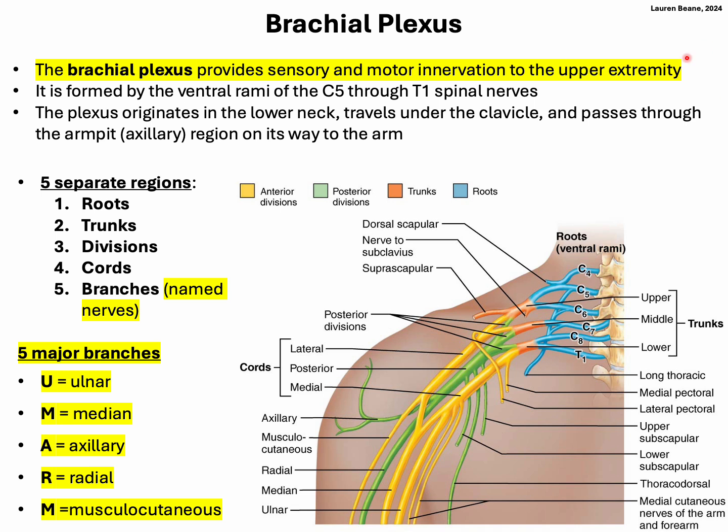With the brachial plexus, this is providing sensory and motor innervation to the upper extremity. In blue here, it represents the roots or the ventral rami coming out of the spinal cord. These come together to form trunks, eventually form an anterior or posterior division, and then lead to the 5 major branches of the plexus. And that's the ulnar, median, axillary, radial, and musculocutaneous nerve. We can use ARM to remember those 5 major branches.